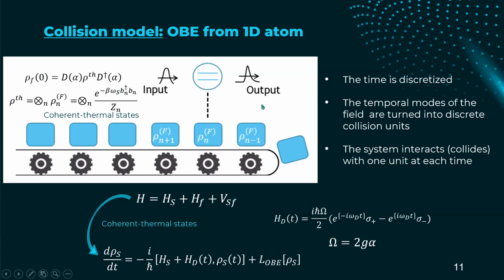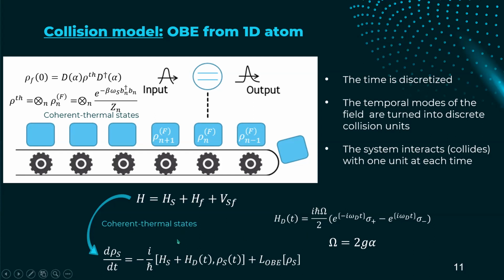So in the collisional model, the general scenario is time is discretized, then temporal modes are defined and turned into discrete collisional units. So each bath unit or field unit comes, interacts with the qubit, and leaves as an output state. So here, if you solve for the qubit dynamics using these coherent thermal states where the thermal state is temporally uncorrelated, you get the optical Bloch equations, as you can see here.